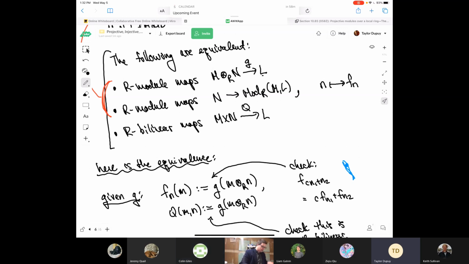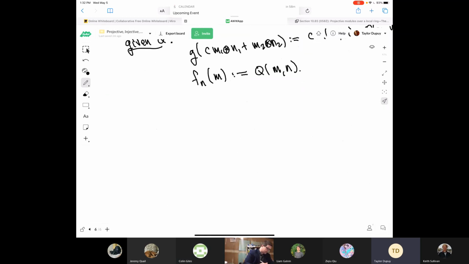Okay, so there's the functorial properties. So let me just talk about the functorial properties of tensor products.